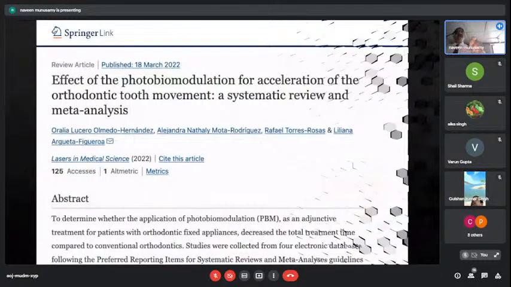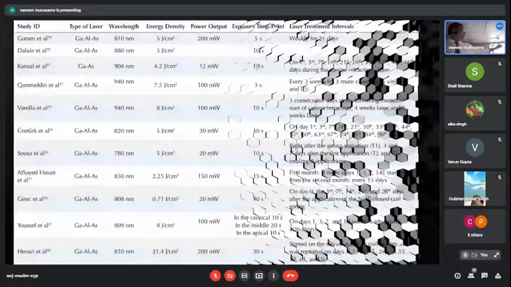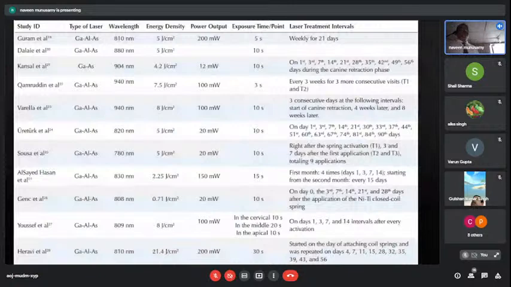And this is again an article published in March 2022, which was a systematic review on the effect of photobiomodulation or low-level lasers on orthodontic tooth movement. And again, this was a screenshot I took from their table of the articles which they have taken. And you can see here the wavelength.